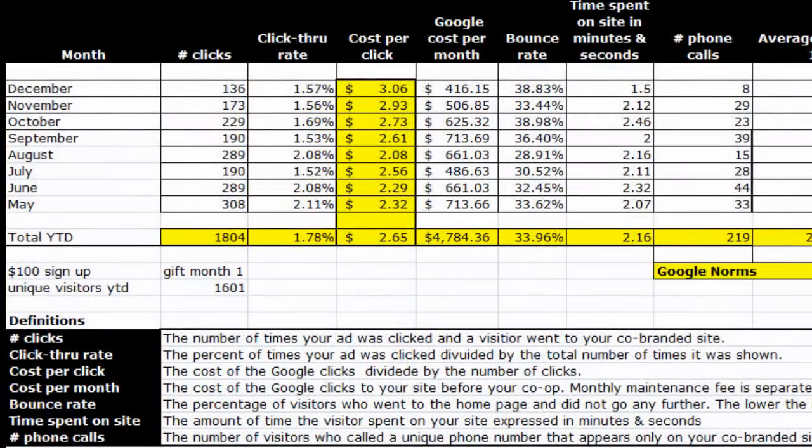Column number 3 is the cost per click. This is how much you pay each time somebody clicks on your ad, and the only time somebody clicks on your ad is when we use a specific keyword that is related to the products that we carry.